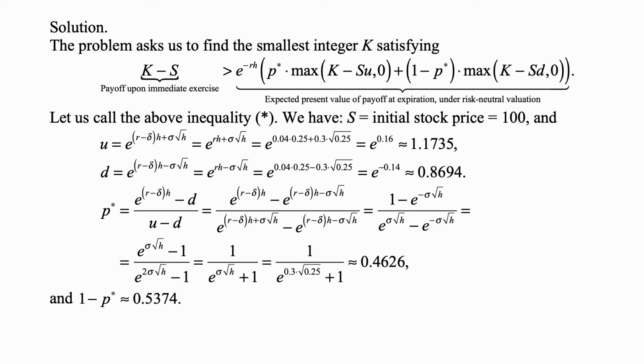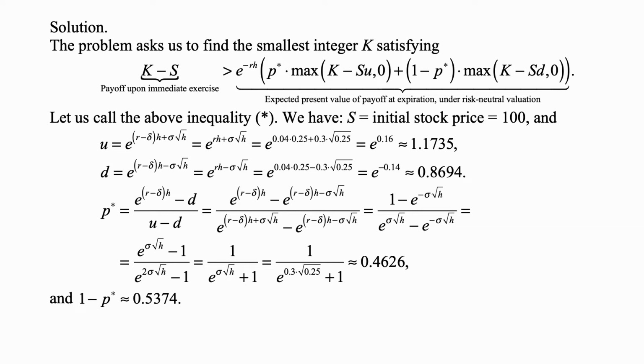We have the following data about it. As the initial stock price is known to be 100, the up move in this model is given by the formula e to the (r minus delta) times h plus sigma square root of h. And delta is 0, so this is e to the rh plus sigma square root of h. Delta is 0 because the stock does not pay any dividends. And this, we just plug in the known numbers. So sigma is known to be 0.3, r is known to be 0.04, and the period of time is 3 months, so a quarter of a year, so 0.25.